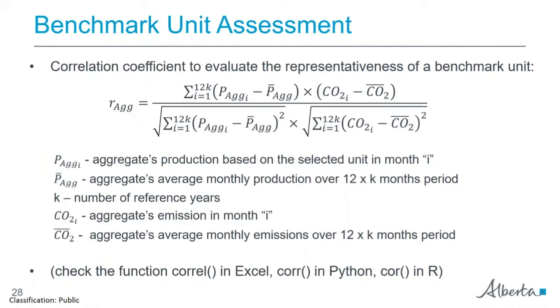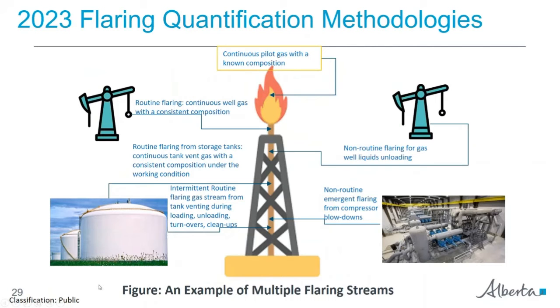Next slide, please. For those of you who need to calculate the nuts and bolts, the equation for Pearson's correlation coefficient is shown here. You may want to check out the function CORREL in Excel and corr in Python or cor in R or any other languages of your choice if you haven't already. And I believe that's the last slide of my portion. Now I'm going to pass the baton to Rihanna. Rihanna, take it away.